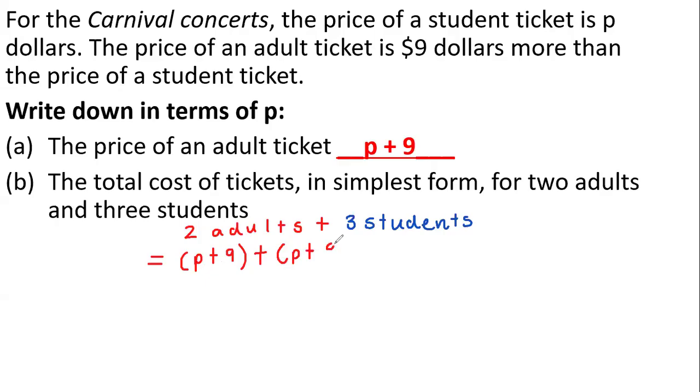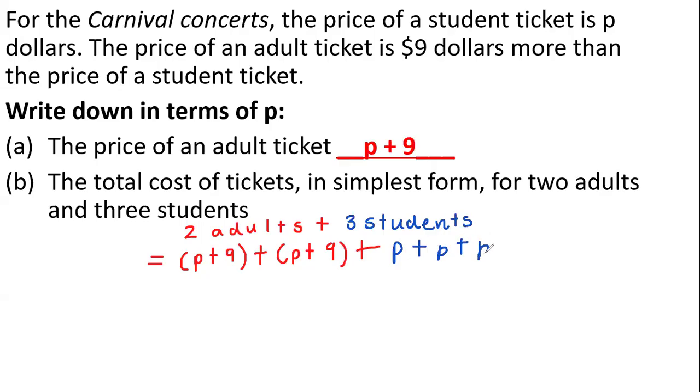Not about that, right? No, sir. So you just double it. So now we want 3 students. So 3 students is going to be how much? P plus P plus P. Very good. So 3 students are going to be P plus P plus P.